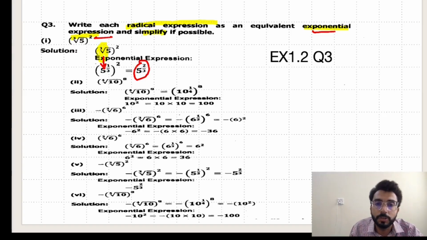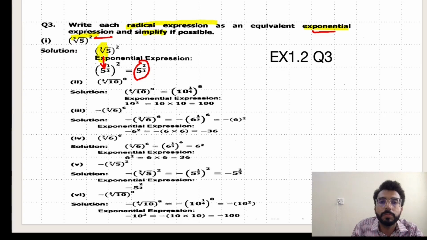In question number 2, the 4th root of 10 to the power 8. First of all, change this 4th root into exponential form, 1 by 4, and by cancelling 4 into 8, we get the answer 10 squared. It will become 100, which is our final answer.